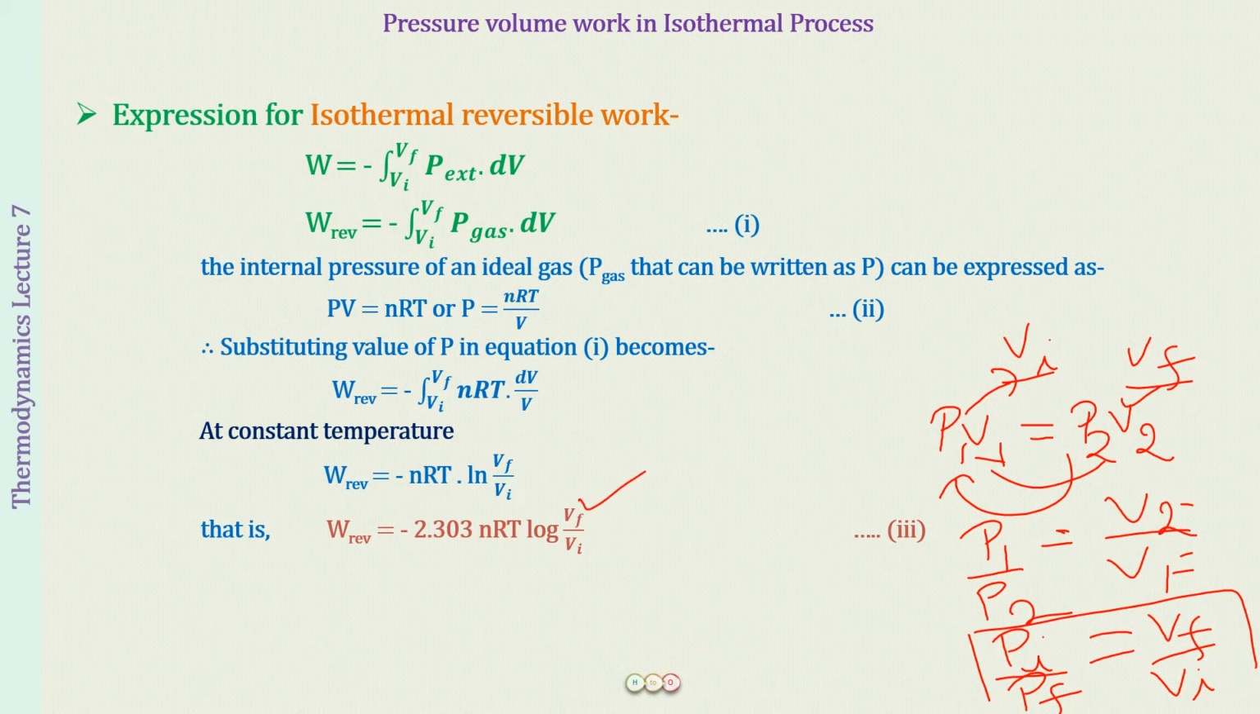So instead of this, now I can put the pressure terms as well. What I will be getting over here is work reversible equal to minus 2.303 nRT log of Pi over Pf. Okay, so I hope you will remember now that these are the expressions that we have for an isothermal reversible work. This is the expression that we have, along with the other expression for a reversible work. This is the expression that we have for reversible work in the case of an ideal gas now.